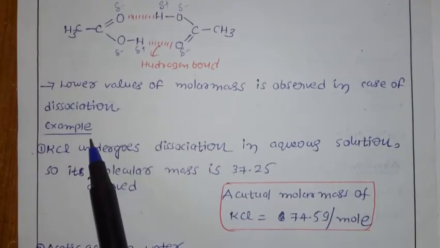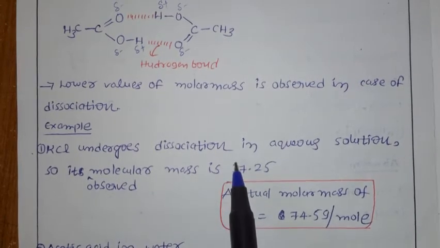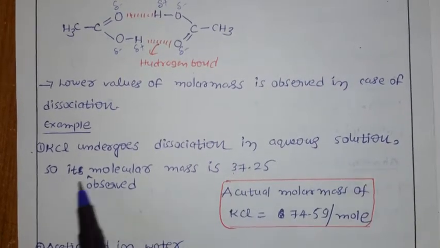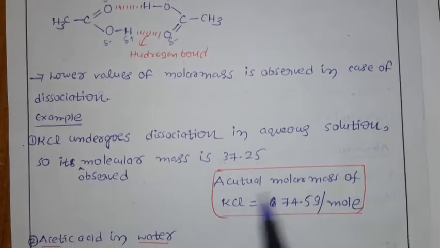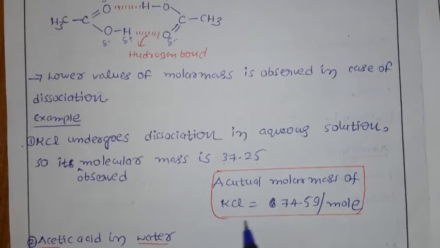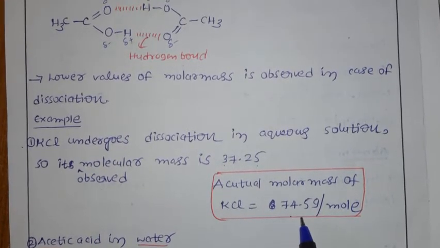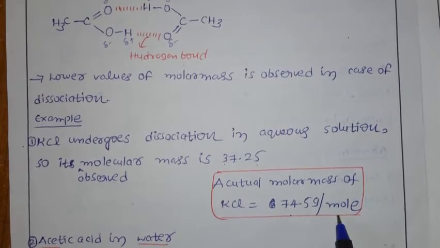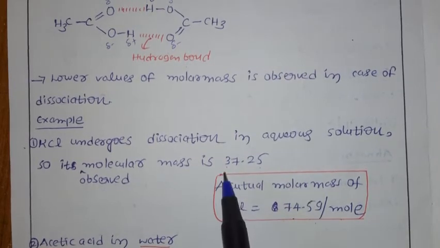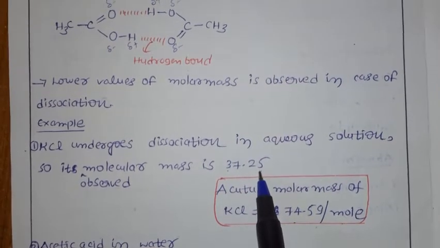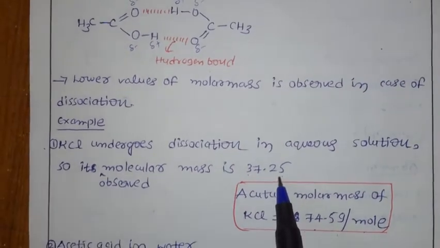For example, KCl, potassium chloride, undergoes dissociation in aqueous solution, so its observed value is 35.25. As you know very well, if you calculate the molar mass of potassium chloride, normally 74.5 grams per mole should be there. But if you go for the aqueous solution, you are getting 35.25. Why? Because it undergoes dissociation. We are getting K plus and Cl minus ions.